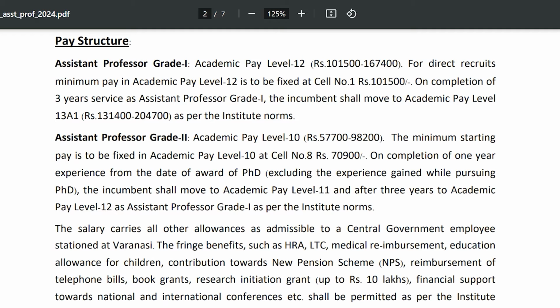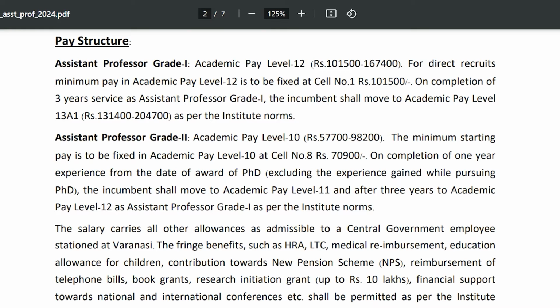Now how things get advertised? I will take you to screen and show you an exact recruitment notification and you will understand from there how your salary would be. The pay structure, as you can see over here, is academic pay level 12 for direct recruits. So the pay level 12 would be 1,01,500 to 1,67,000. So this is the range. And here it would be fixed at cell number 1 at 1,01,500. Since this is assistant professor grade 1, your payment would start over here.